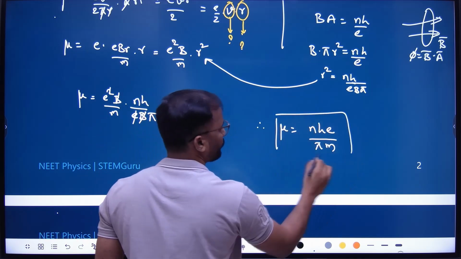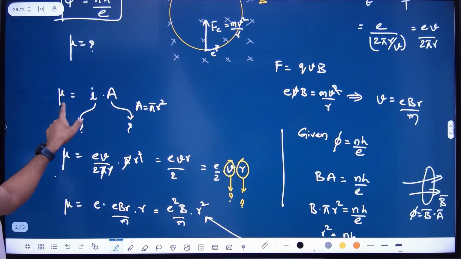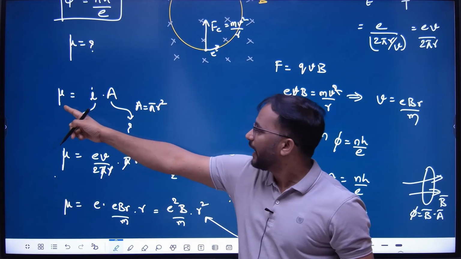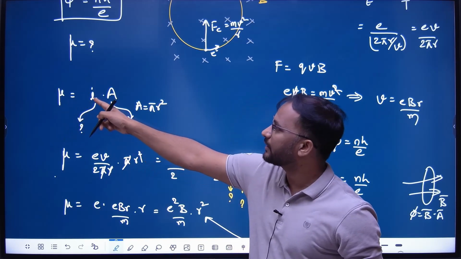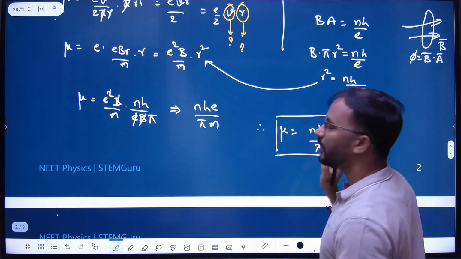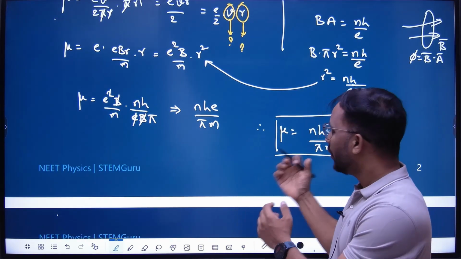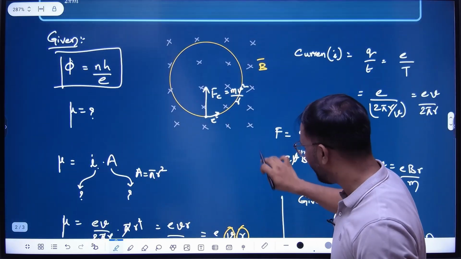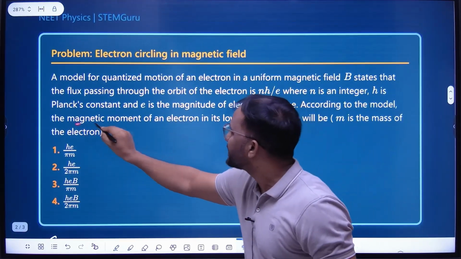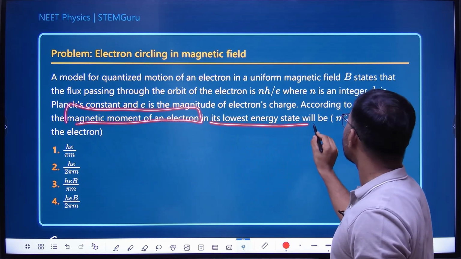Are we done, sir? I think we should be done. This is what he wanted. Mu is what he wanted, and we have calculated the mu by calculating the current and by calculating the area. And as you can see here, there are no other terms. Are we happy? No, because that is precisely not what he is asking. What he is asking is the magnetic moment of an electron in its lowest energy state.